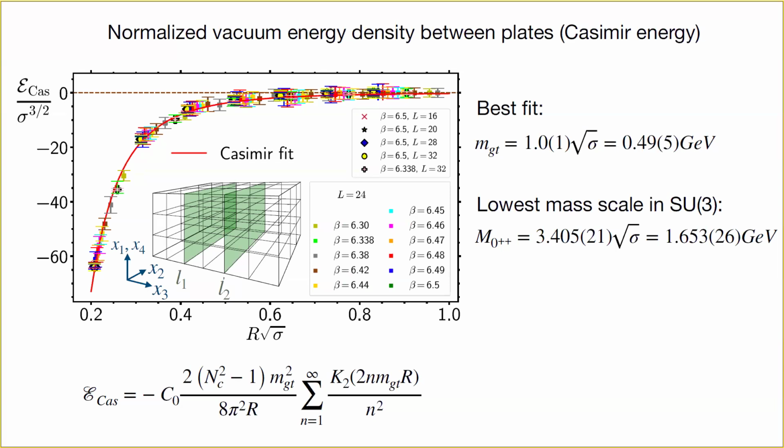This formula is a standard field correlator between the two charges, so it's kind of an interaction. We could use here an exponential fit with the usual Yukawa potential, a different version of the Yukawa potential.